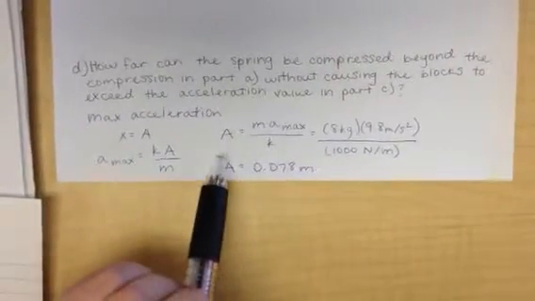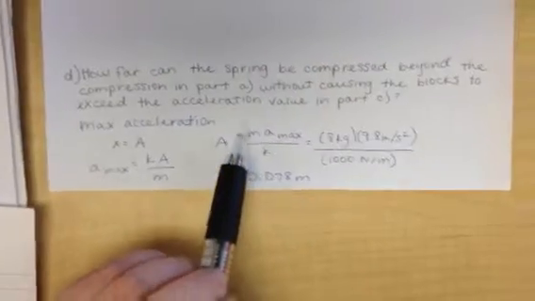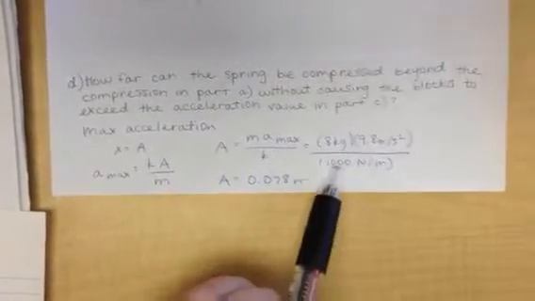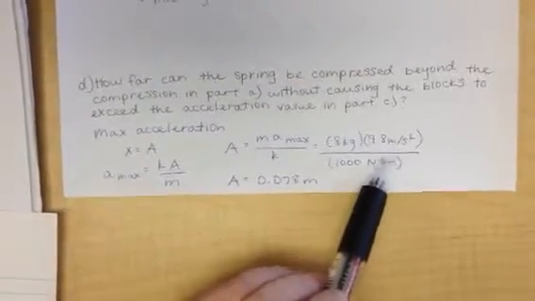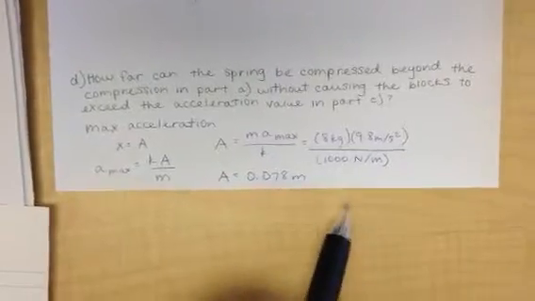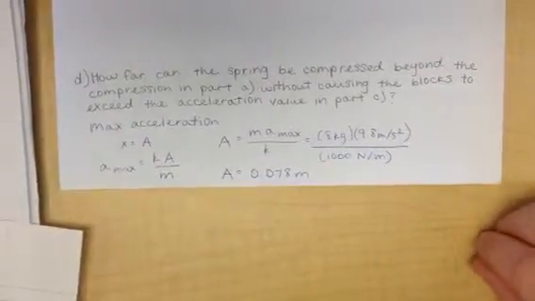So a max equals the spring constant times the amplitude over mass. So now we can solve for the amplitude, which is going to be mass times maximum acceleration over k. Plug in your values that you're given. We have 8 kilogram mass combined, 9.8 meters per second squared, which we found for the maximum acceleration, and the spring constant. And when you solve for that, the amplitude is 0.078 meters.